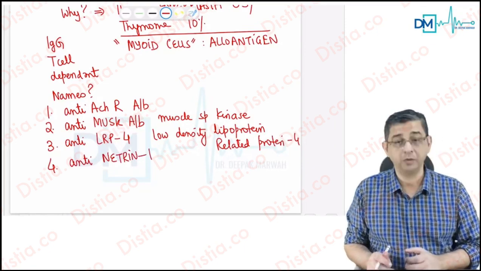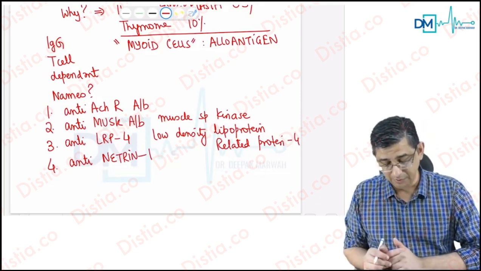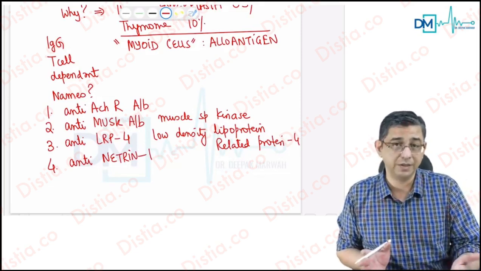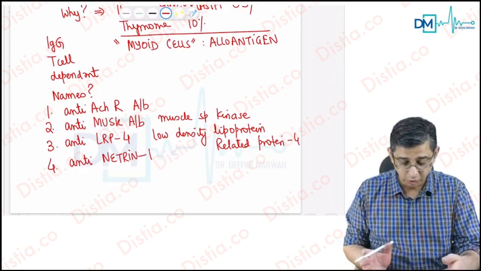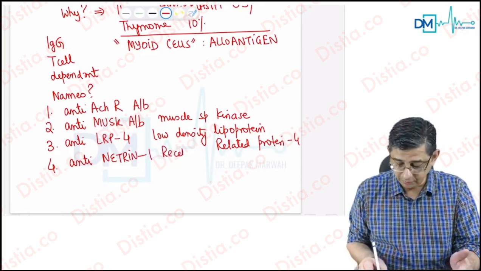So you would be wondering how many names I'm going to tell you. I'm going to tell you a total of 6 antibodies which are found in this condition, and that's one of the main reasons why we have updated this lecture, because in the new edition of Harrison, these names are given which you should be aware of. Like the name anti-netrin 1 receptor.